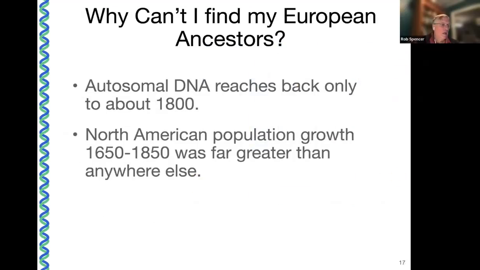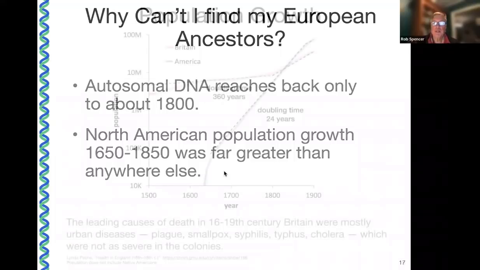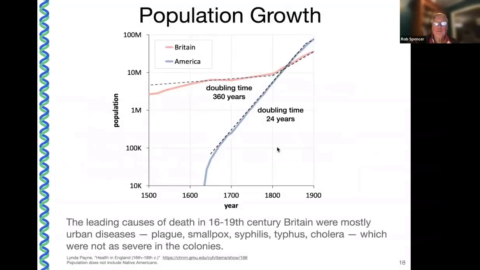Okay. Another common thing we hear is, why can't I find my European ancestors? Well, if you did autosomal DNA, it only reaches back to about 1800. And if your immigrant ancestor arrived before then or was born before then, you simply can't do it with autosomal. But another thing I want to point out that we run into, again, with the reach of yDNA, is North American population growth. You can look up population data.